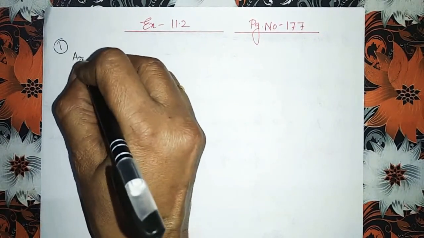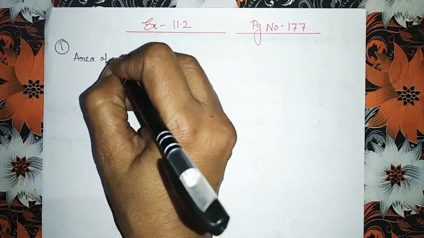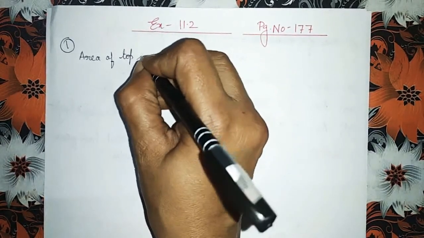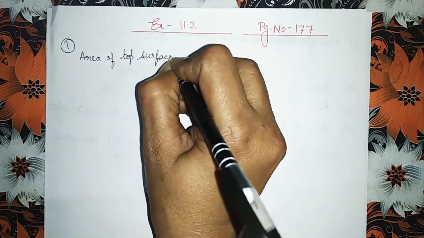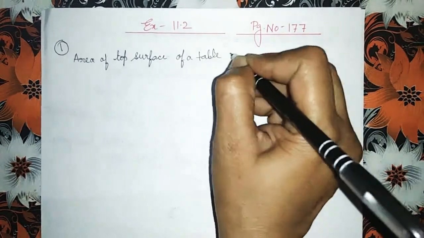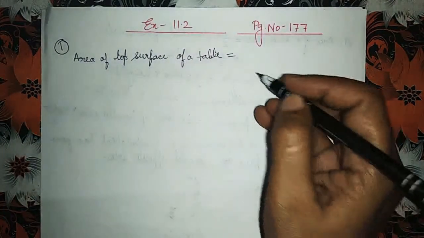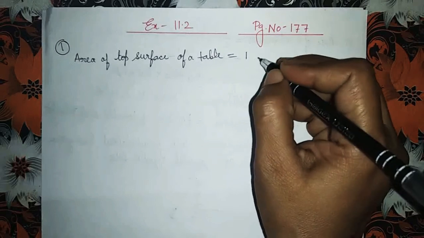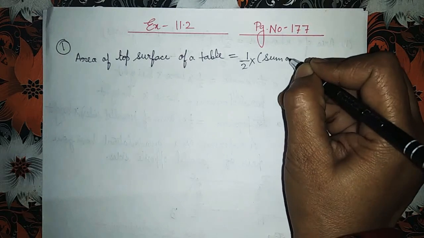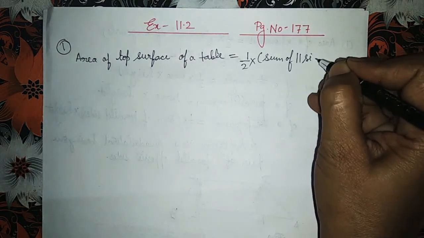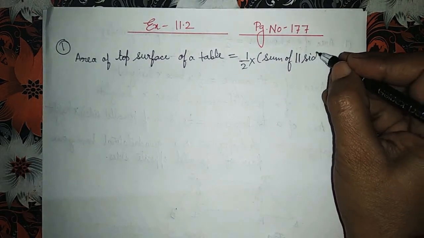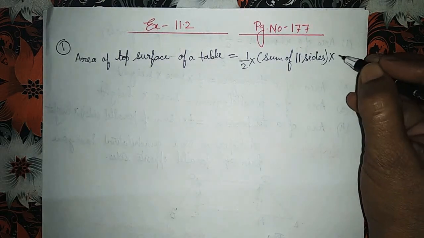Question 1. Area of top surface of a table, formula will be half into sum of parallel sides. For parallel we can use this sign. Okay, parallel sides into height.